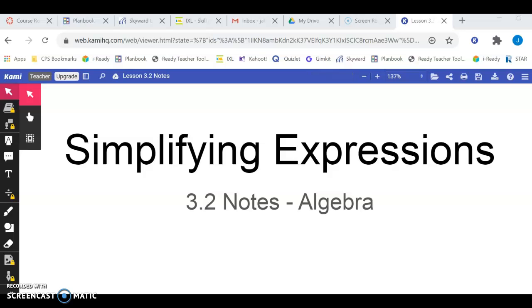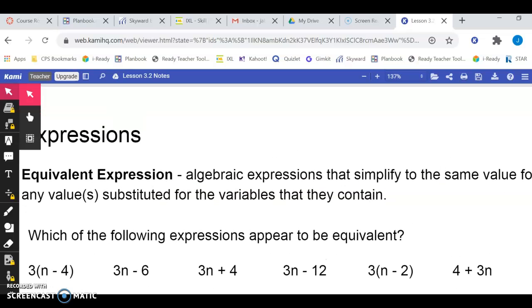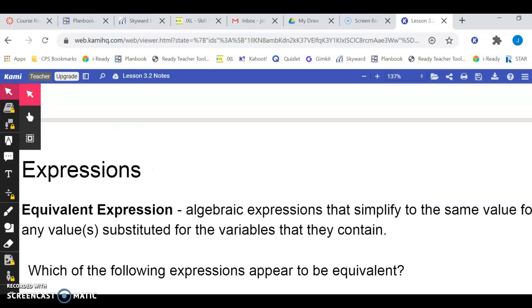For today's lesson, we are simplifying expressions. Let's talk about expressions first. Remember, an expression is a problem that does not have an equal sign. So 2x plus 3 is an expression. Equivalent expressions are algebraic expressions that simplify to the same value for any value substituted for the variables they contain. So equivalent just means equal.